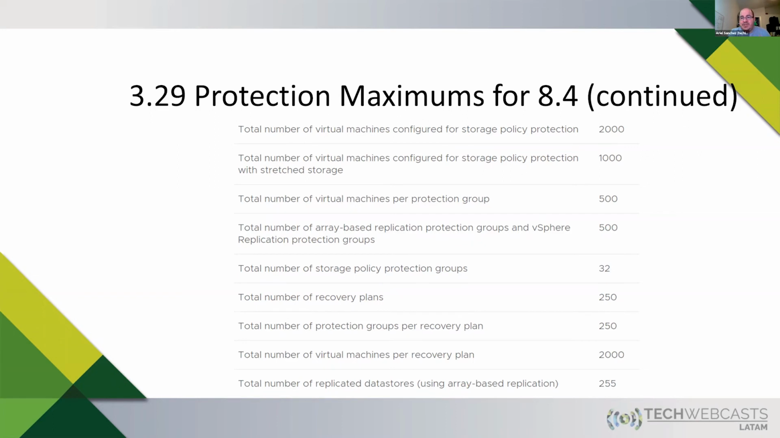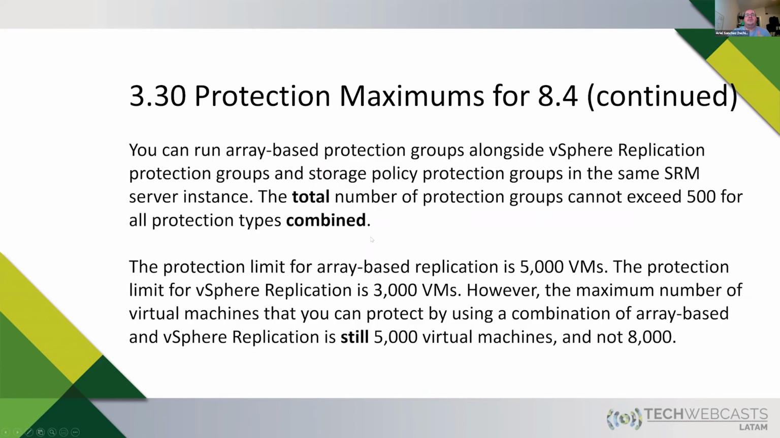Virtual machines per protection group, 500. Total number of array-based protection groups and vSphere protection groups combined, 500. Total number of recovery plans, 250. Total number of protection groups per recovery plan, 250. So a lot of these things will come into play when we're actually doing design work.